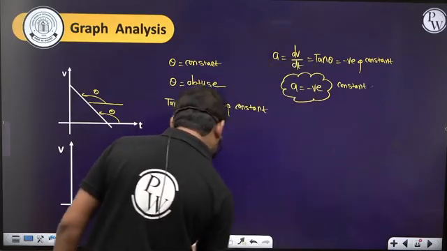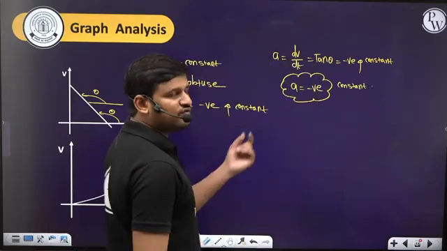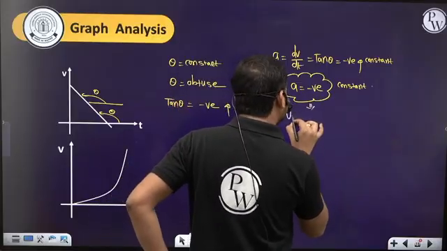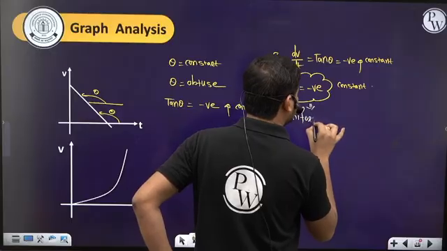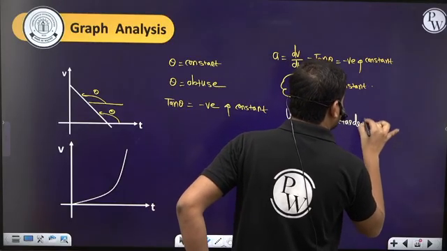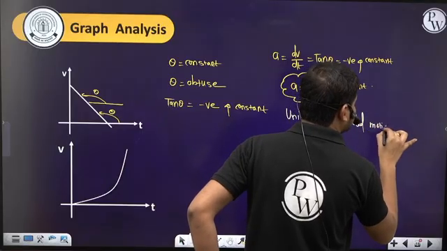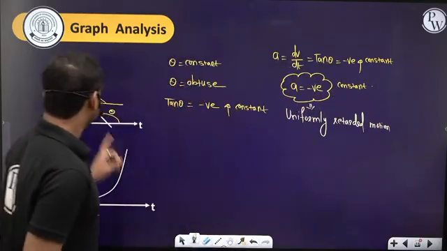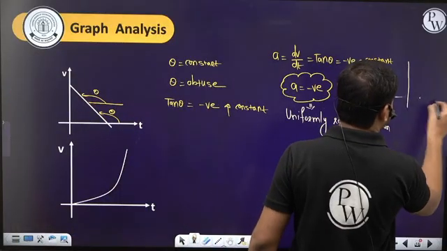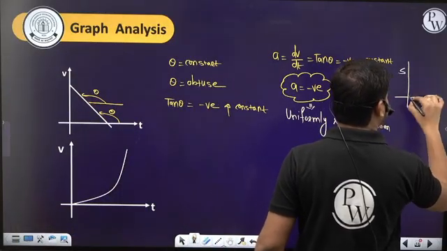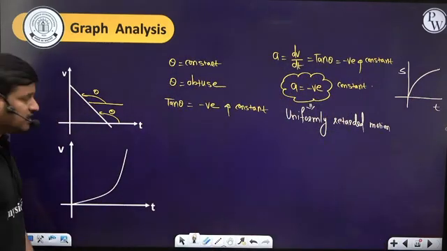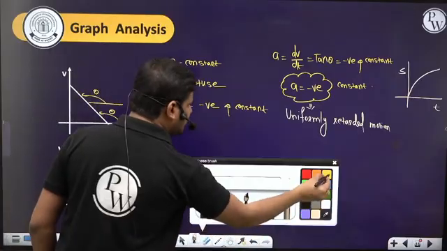So then what we can say, the body is in uniformly retarded motion. Hope you guys are understanding. So if they ask what is the respective displacement time graph for this, the respective displacement time graph is a concave downward shape. Clear? So now let's analyze another graph.